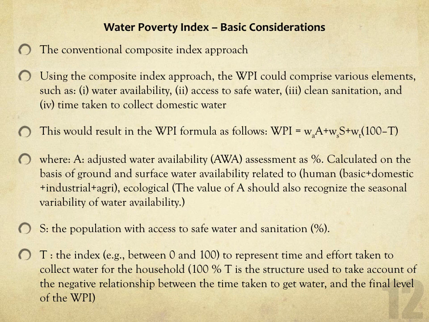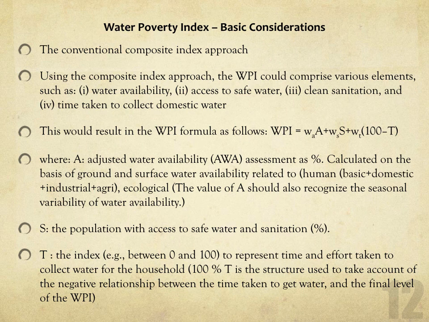The capital S is the population with access to safe water and sanitation. Of course, again reflected in percentages, because you are calculating an index here. And the capital T is then the time and effort taken to collect the water for the household. So again expressed in percentages, the T is the structure used to take account of the negative relationship between the time taken to get water and the final level of WPI.